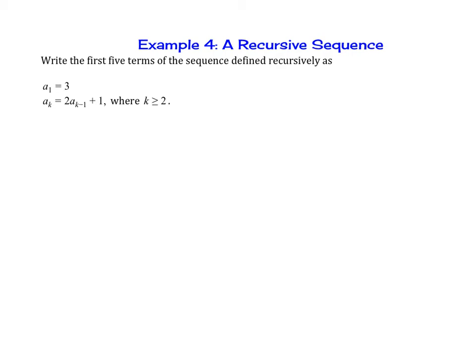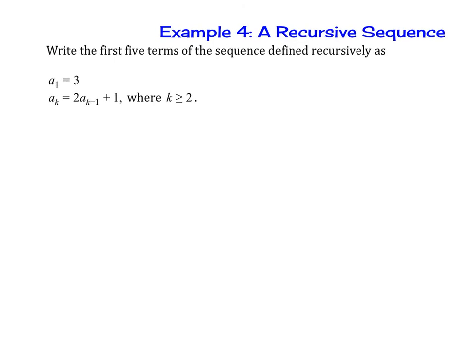So example 4, we want to look at a recursive sequence. Find the first 5 terms of the sequence defined recursively as a sub 1 is 3, and then a sub k equals 2 times a sub k minus 1 plus 1, and k has to be greater than or equal to 2. So in order to start this off, we already know that a sub 1 is 3.